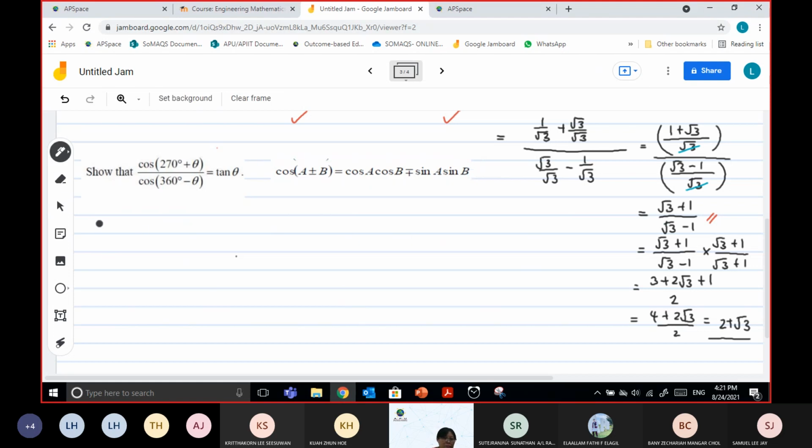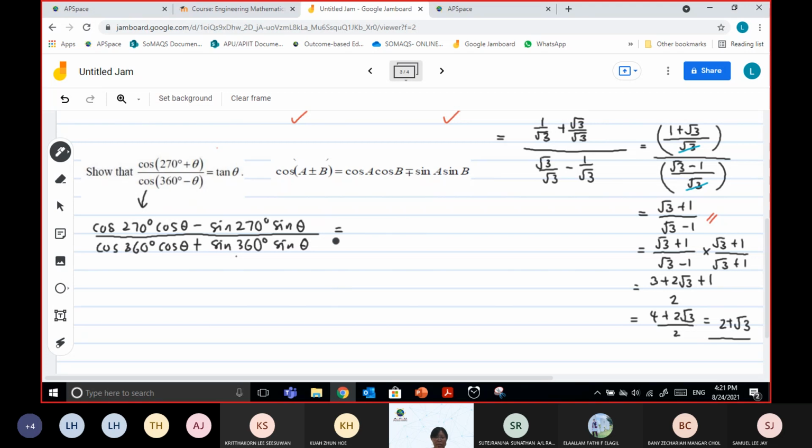So for the top, cos(270 plus theta) becomes cos 270 cos theta. Then since at the top is a plus, but here is a minus, so minus sine 270 sine theta. That is the top. Then for the bottom, cos 360 cos theta. Now it's a minus, so you have to use plus sine 360 sine theta. Then you just evaluate it.